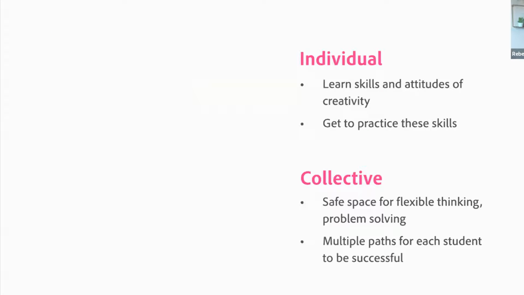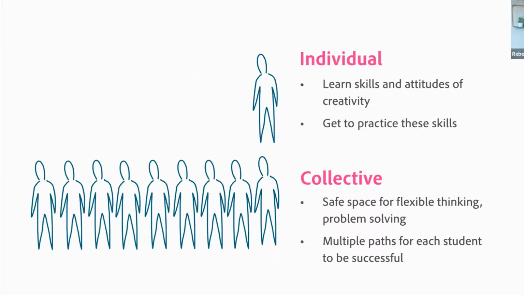Next, we want to think about how we're fostering students. And we've got two kinds of focuses. We have the individual, and then we have the collective. We have to be giving lots of opportunities for these. So for the individual, every student needs to learn skills and attitudes of creativity. And that's done through practice and practice and practice. Come up with ideas, get feedback on them, try again. They get to practice those.